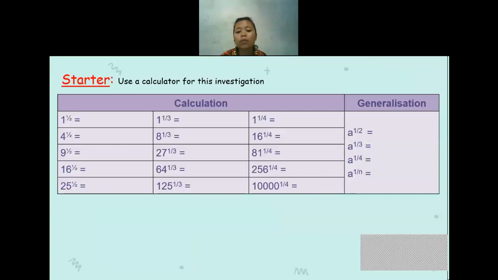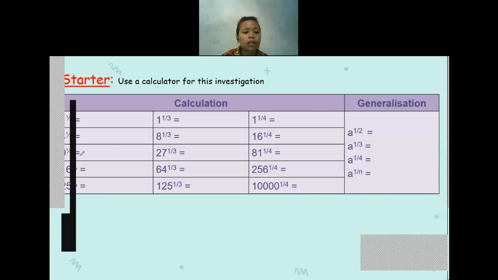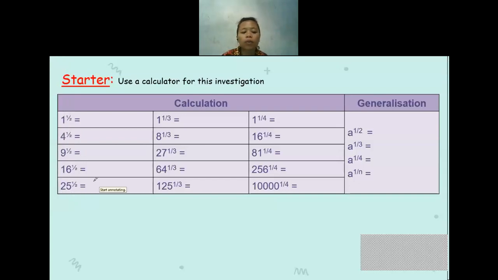I hope this will make you agree with all of the laws that I showed you before. You know that 25 to the power of a half equals 5. 16 to the power of a half equals 4. 9 to the power of a half equals 3. 4 to the power of a half equals 2. 1 to the power of a half equals 1.